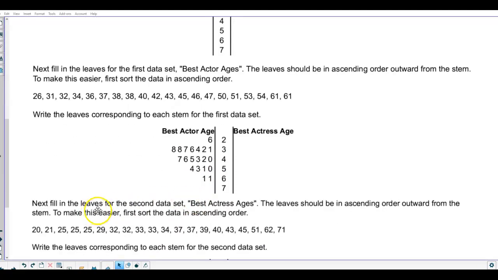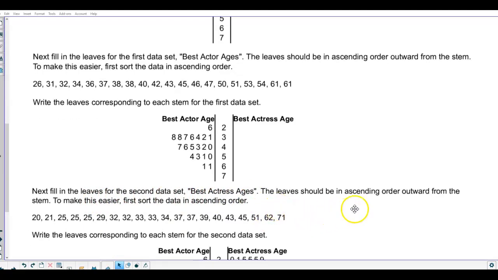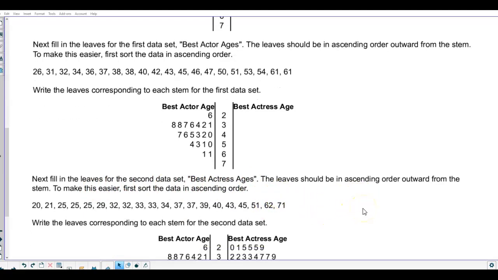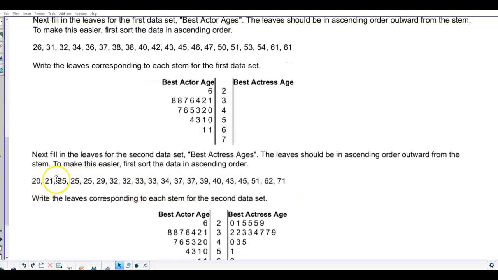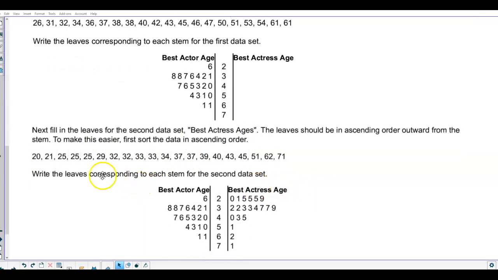Okay, next we're going to fill in the leaves for the second data set, which is Best Actress ages. So the leaves should be in ascending order outward from the stem. So to make this easier, again, first sort the data in ascending order. So we're going from 20 to 71. So for the 2s, we have 0, 1, 5, 5, 5, 9.